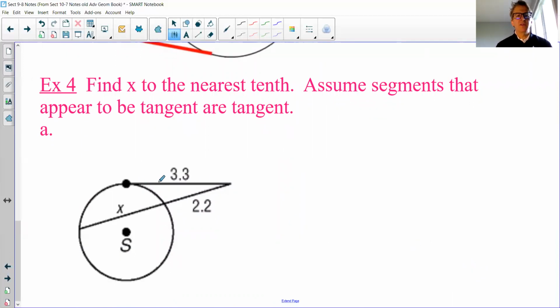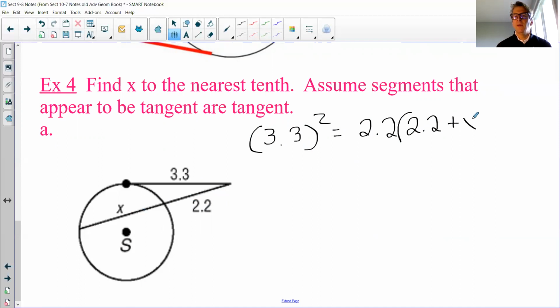You've got the tangent 3.3. So I'll put that down first, and we're going to square that 3.3. Then we're going to take the external part, which is 2.2, and we're going to multiply it by 2.2 plus x. Okay, so let's move on.